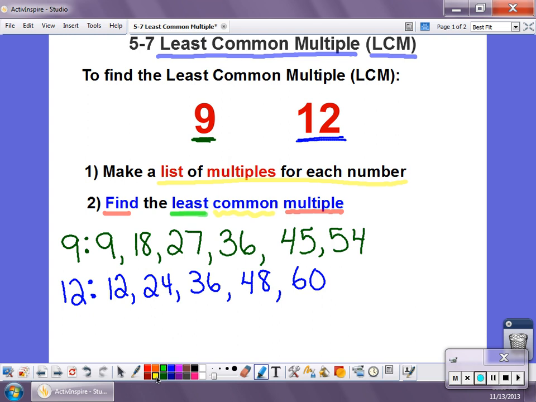So when I look, I see that this is a 9, this is a 12, 18, 24. I notice both of these numbers have a 36. And that's the smallest number that they both have in common. So my least common multiple for these two numbers is going to be 36.